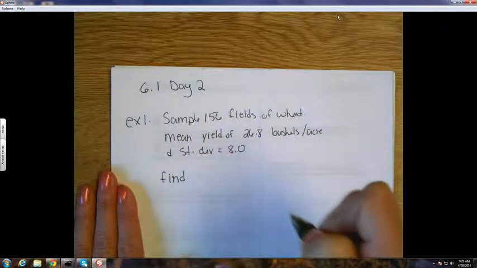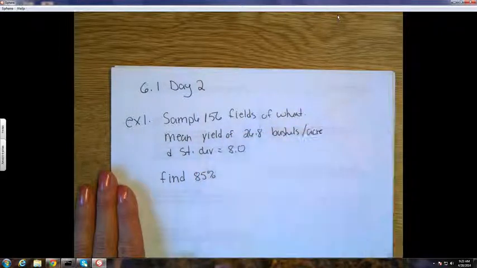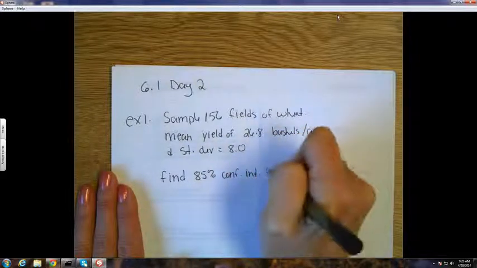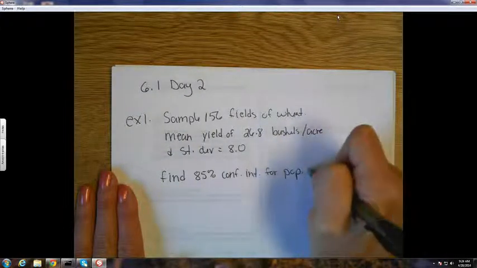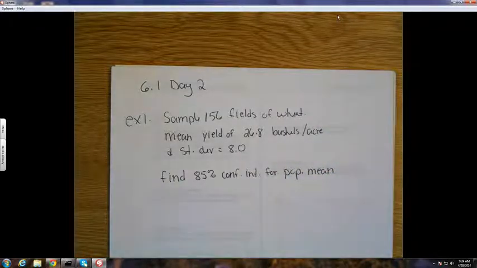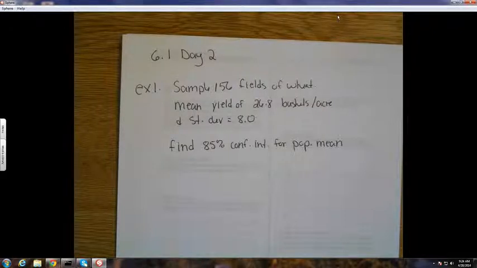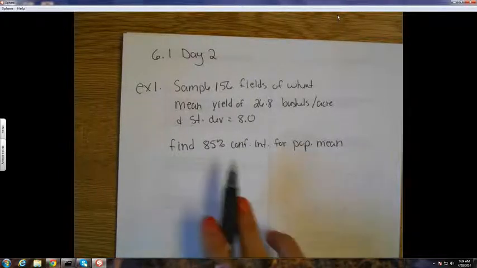Okay, we want to find, well, I'm going to switch it up, an 85% confidence interval for the population mean. So based on that sample, what do I think the average is for all fields of durum wheat? I want to do this one by hand as review from Friday, and then we're going to repeat it with the program that cranks it out right away. I chose 85% for a reason, just so you remember how to find that z-score for 85%.